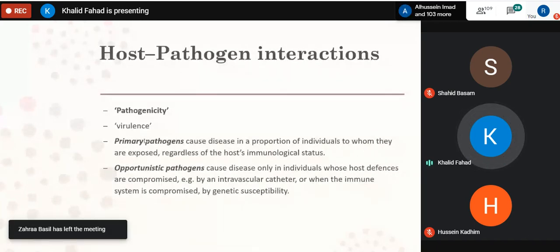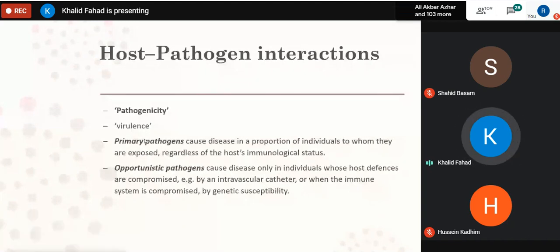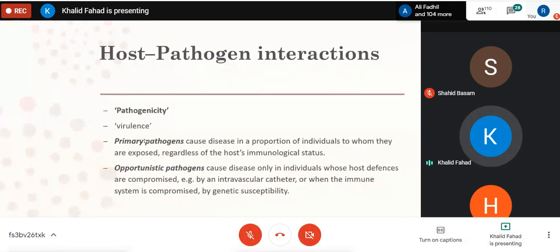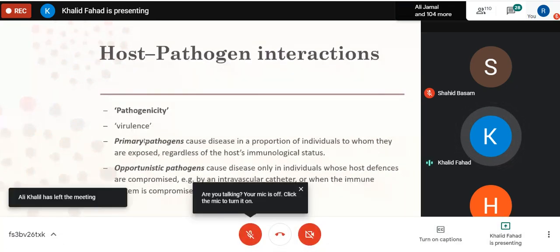So when a pathogen invades the host, what about the interactions between host and pathogen? The organism that is able to cause disease, we call it a pathogen, and it has a pathogenicity potential.